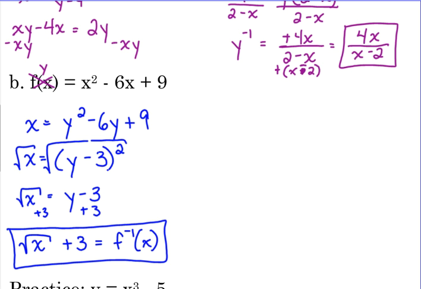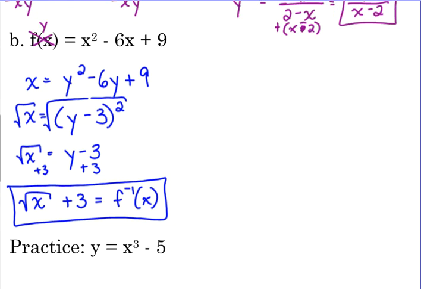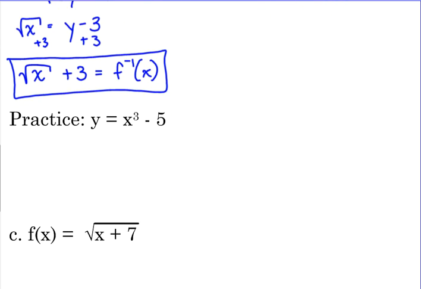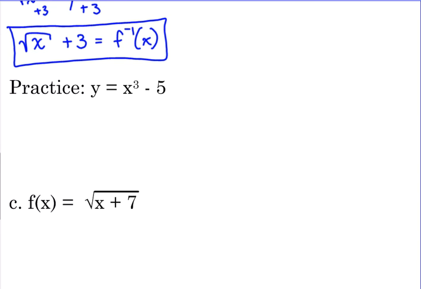Okay, so here's a cube root problem. A little bit different. We've got y equals x cubed minus 5. So finding the inverse here. Switch x and y. Now, this one doesn't have the problem the previous problem had. We only see one y here, so we can just work at getting it by itself. We can add 5.